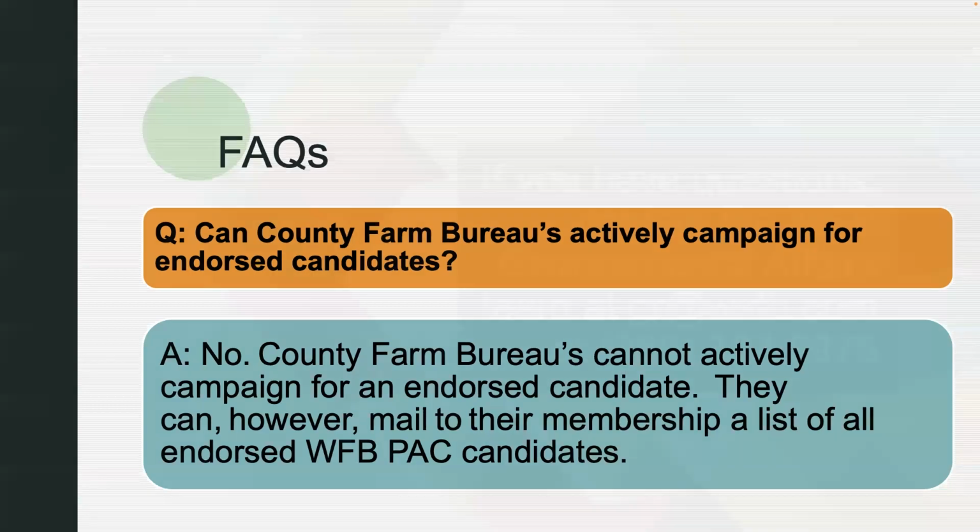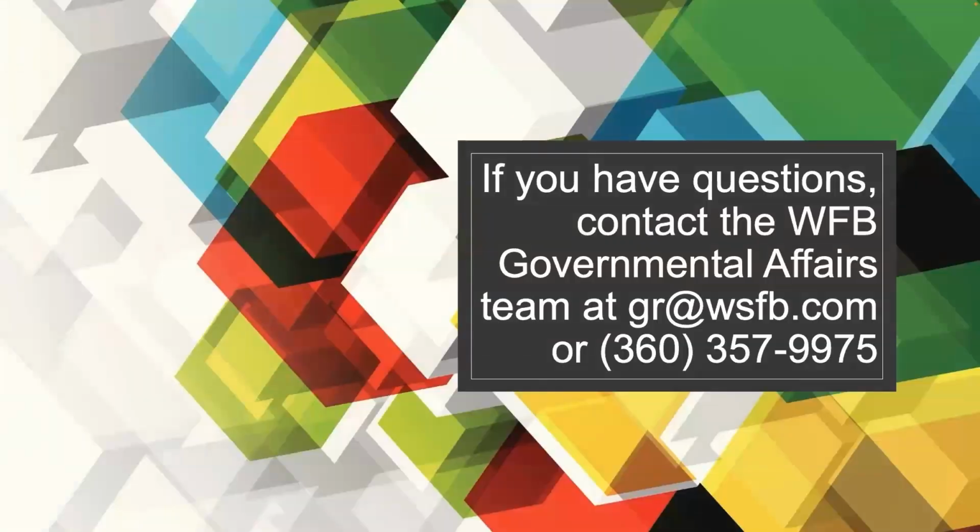Now, with that, that kind of brings us to the end. But if you have any other questions that maybe we didn't cover in that previous 10 or so, or if there are questions that you may have over some of the information that we've given, contact the WSFB office. In particular, contact our governmental affairs team. We would be happy to provide any information, answer any questions, walk through with you any of the information that was given, or hopefully try to explain it better. You can email us at gr@wsfb.com or give us a call at 360-357-9975.